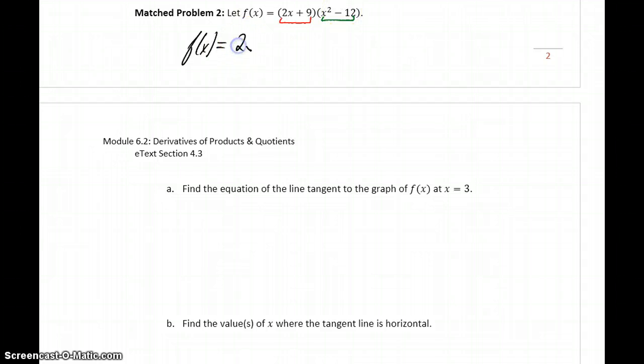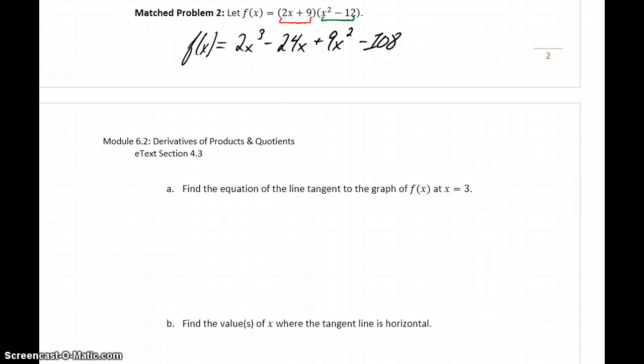So we could expand this out as 2x cubed minus 24x plus 9x squared minus 108. So now we don't have the product of two functions. We have a simpler problem to deal with, and we can just evaluate these derivatives, taking the derivatives term by term.